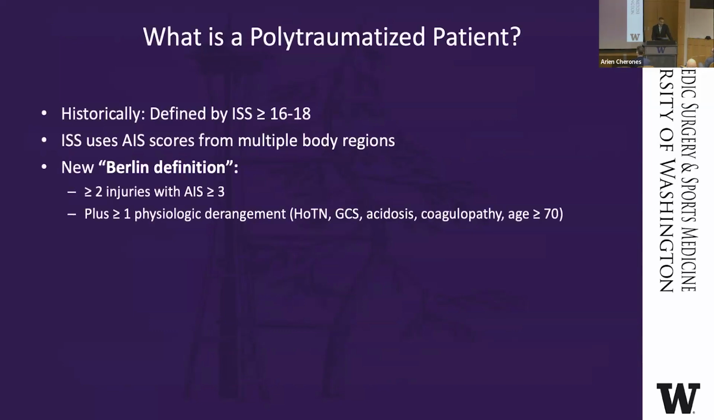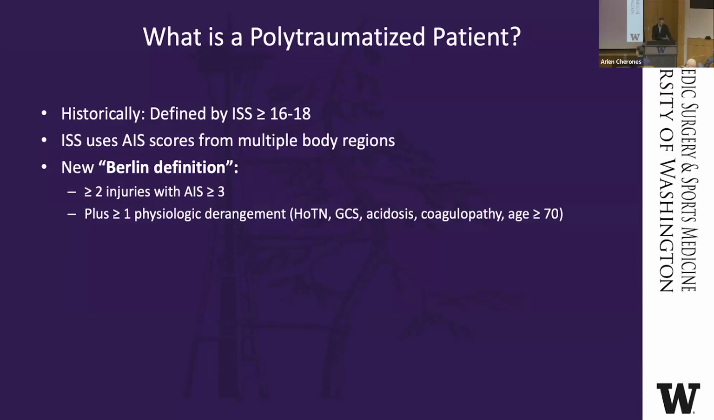So to begin, what exactly is a polytraumatized patient? Historically, in the literature, this has been described as a patient with an injury severity score, which we'll define a bit later, of 16 to 18. And this uses an abbreviated injury scale, which just determines the severity of that injury.